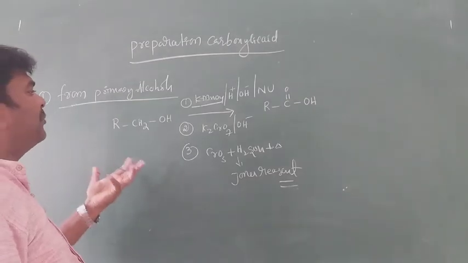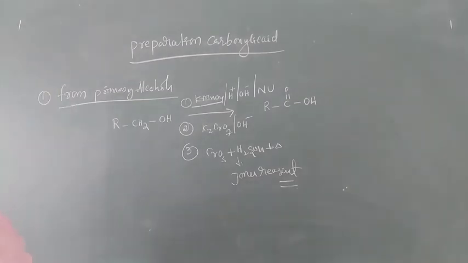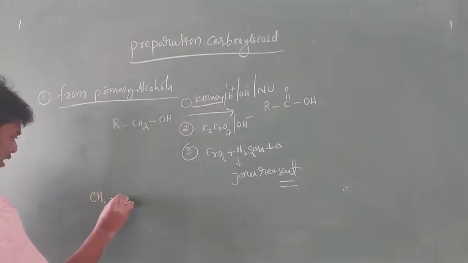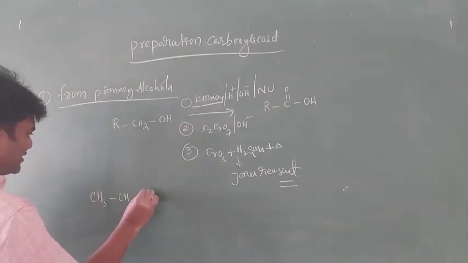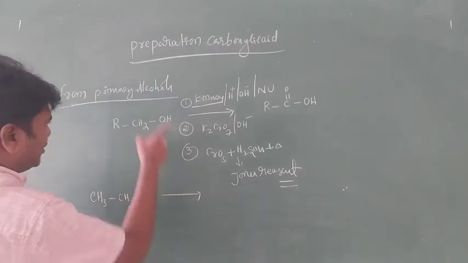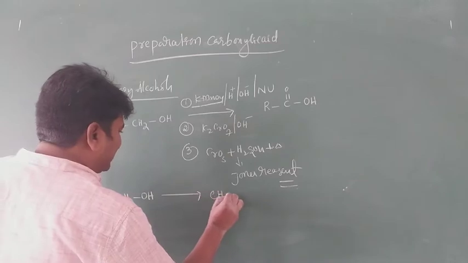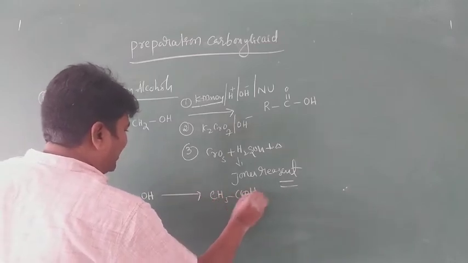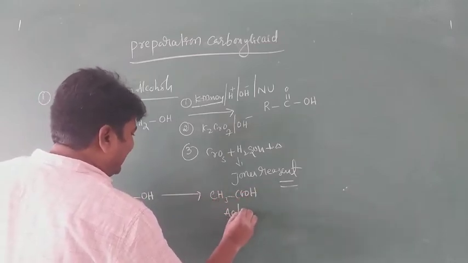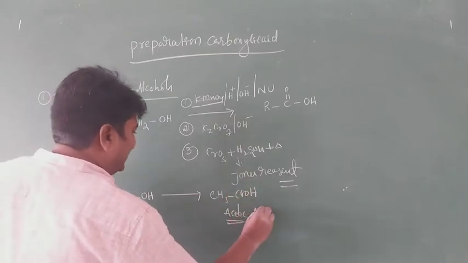It is very, very important, my dear students. Suppose I'll take one example. See here, it is CH3CH2OH. In presence of any one reagent, what happened here? It is converting into CH3COOH. It is acetic acid. And one more thing, it is acetic acid.